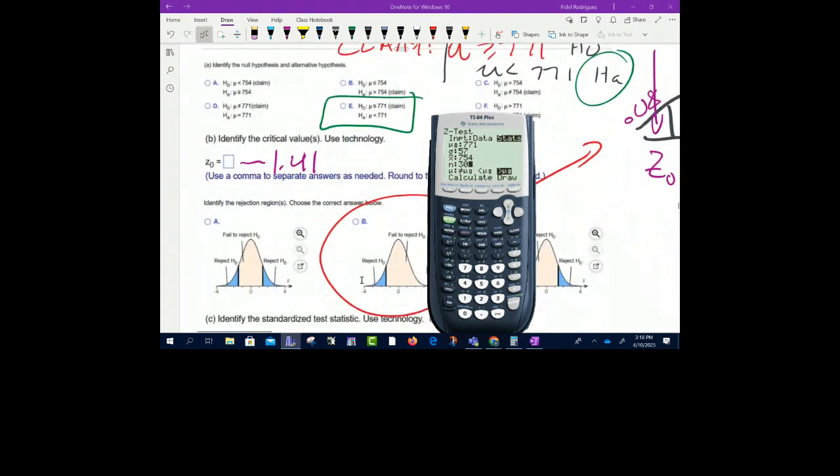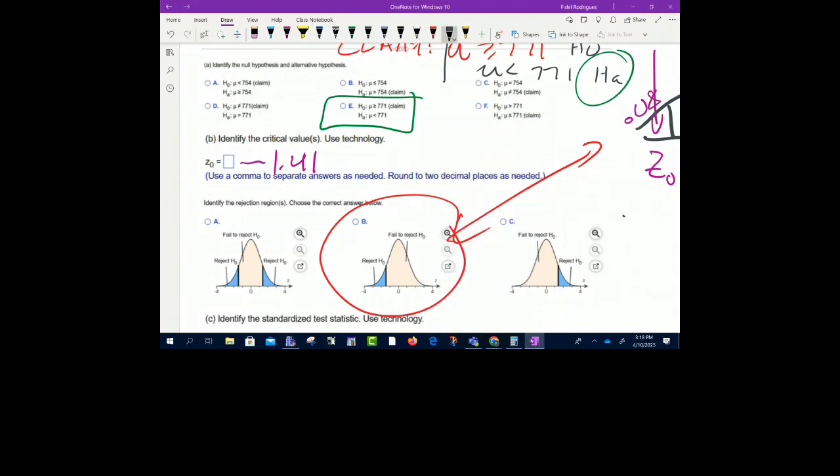Look at it right here. Look at the picture. Left tail. Look, y'all. Which one points to the left? See that right there? We're going to go here. We're going to go here. We're going to hit enter. Then we're going to hit calculate. Boom. Okay, guys, for your Z-score, did anybody get negative 1.63? Okay, let's write it down.